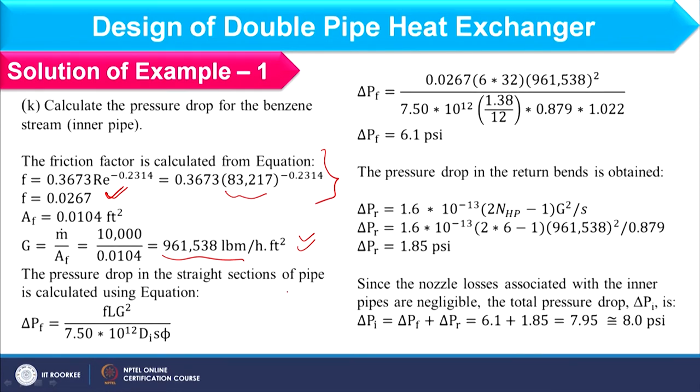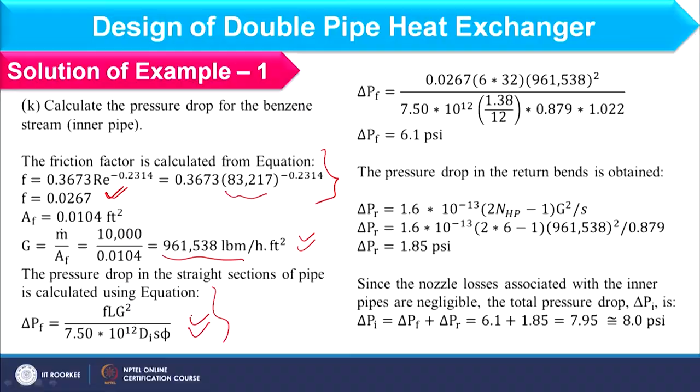Now, the pressure drop in a straight section of the pipe is calculated using the following equation. If you remember the pressure drop discussion from the last lecture, in a double pipe heat exchanger we have two sections. First is the straight pipe where flow occurs in a straight pipe, and second is the return bend. So we can consider the pressure drop in the two sections simultaneously, and then we add those pressure drops to find the total pressure drop in the double pipe heat exchanger, on the inner side or in the annular side, right.